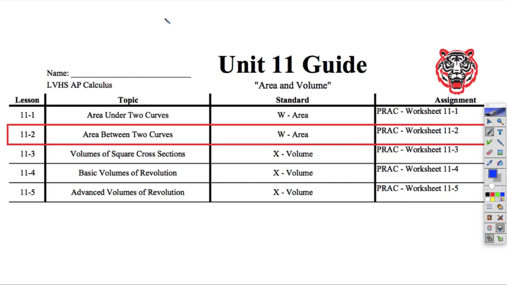Where are we in our unit? So we're on our second lesson out of the 5, and then we're going to go on to volume from there. I know there's going to be quite a few of us gone tomorrow. I'll make sure to give you the worksheets today, and that video will be uploaded.